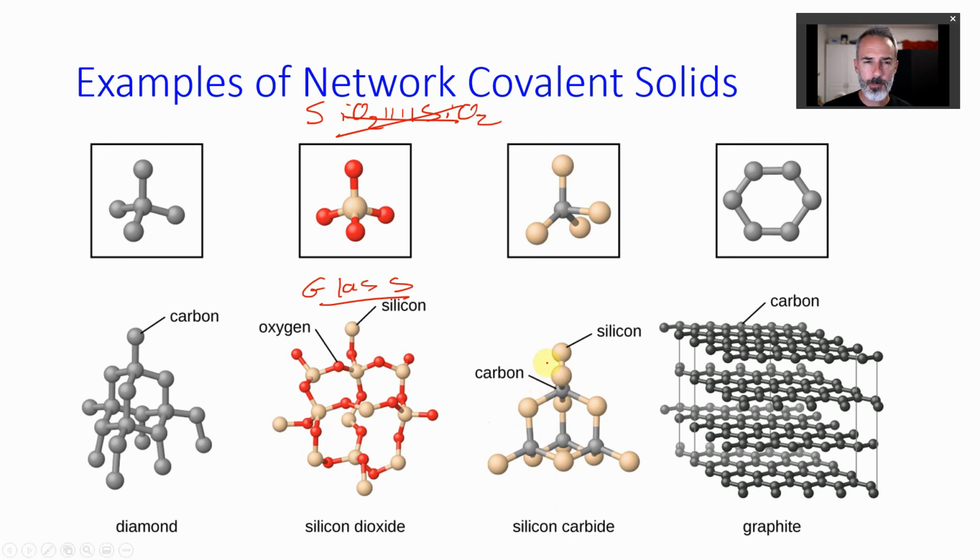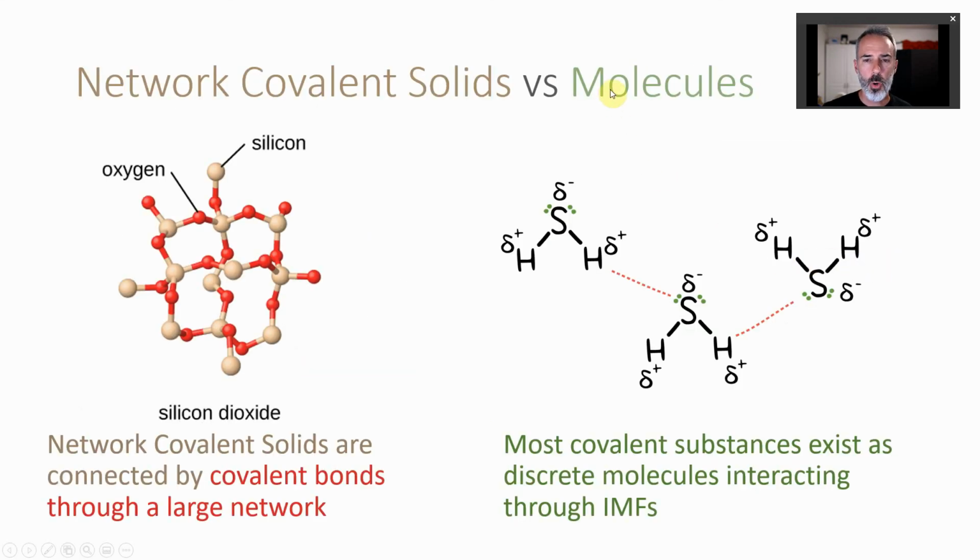But you notice these are pretty limited examples. They're not very common. Most molecules, most covalent nonmetals will form individual compounds that interact through intermolecular forces. It's pretty rare that you get a network covalent solid where you have nonmetals that make a matrix in the way that salts do.